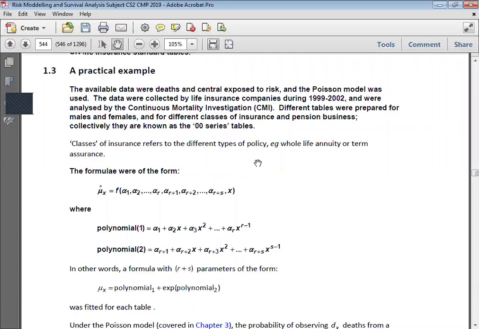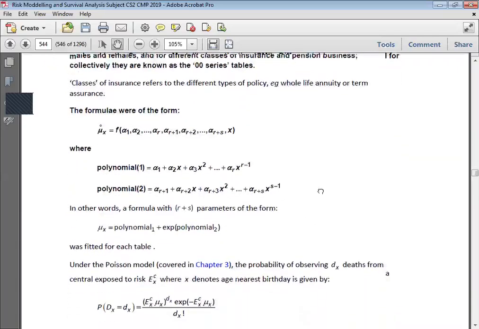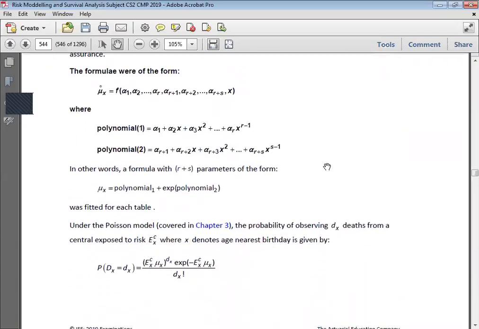So what happens here is we have these parameters, alpha 1 till alpha r plus s, and x, which represents the age. This is everything that we expect our graduated mortality rate to depend on. If you see here, I have a circle up there, which represents the graduated rate. So I'm trying to fit my formula, which will be some function of these parameters, and I expect it to be equal to the graduated rate. This is the formula that I'm trying to fit.